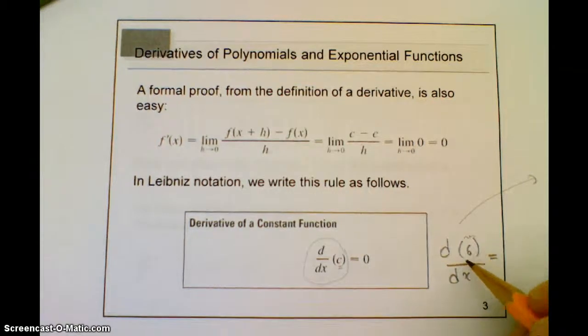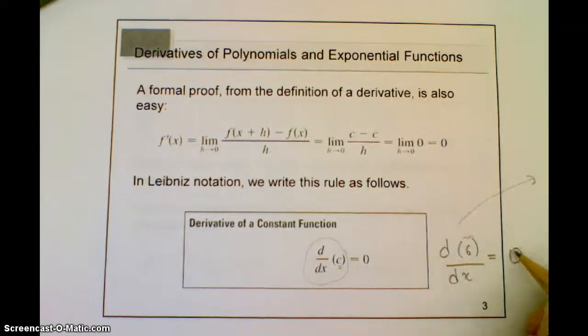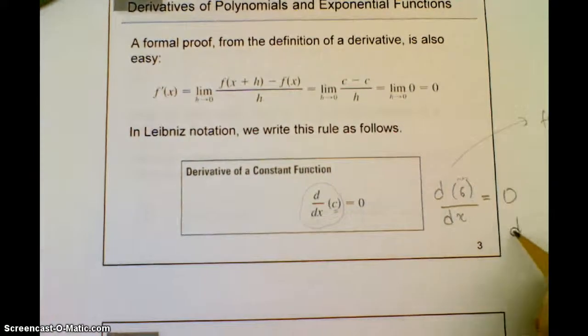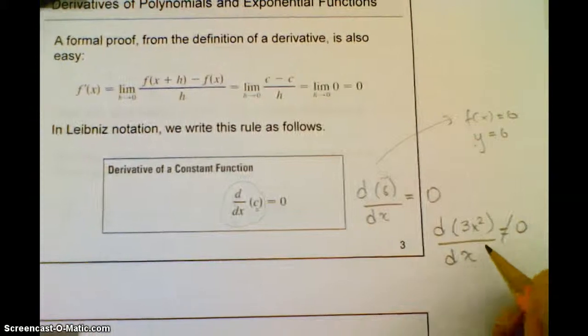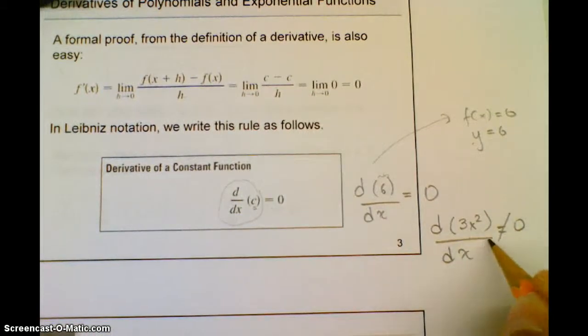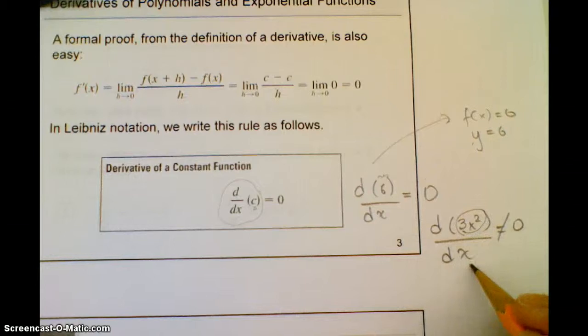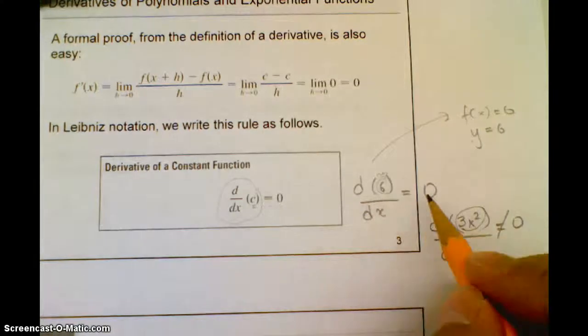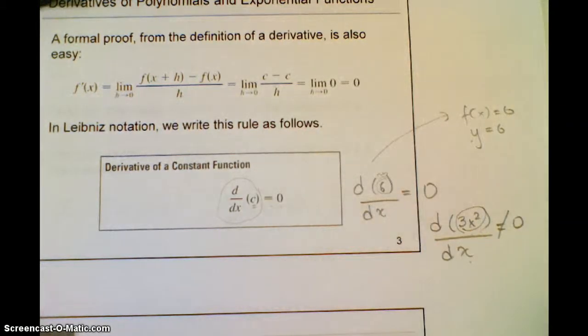This is not f of 6. This is the function y equals 6. So because this function is a constant, does not depend on x, therefore the derivative is 0. Okay. If I'm taking the derivative of something that looks like 3x squared with respect to x, then this will not be 0, and this will be something else. Notice how the function does depend on x, so the derivative will be something that is related to x. In here, the function has nothing to do with x, therefore it's a constant, so the derivative is 0.